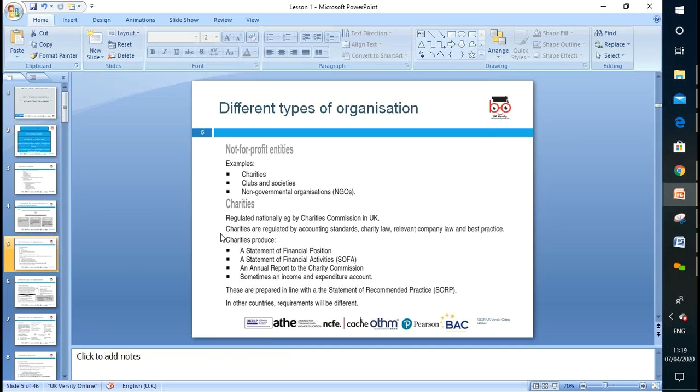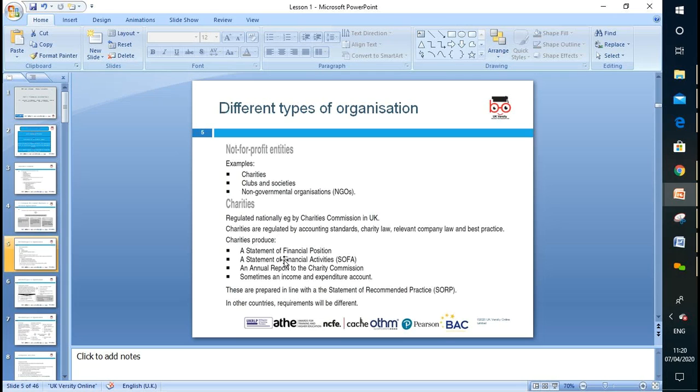Next is the non-profit organization, such as charities, clubs, societies, government, and NGOs, non-governmental organizations. All of these work for the welfare of society. A charity is regulated under the Charity Commission, under the 2011 Charities Act, which we need to follow, and the accounts need to be submitted to the Charity Commission.